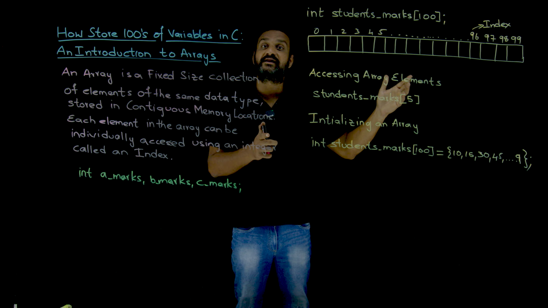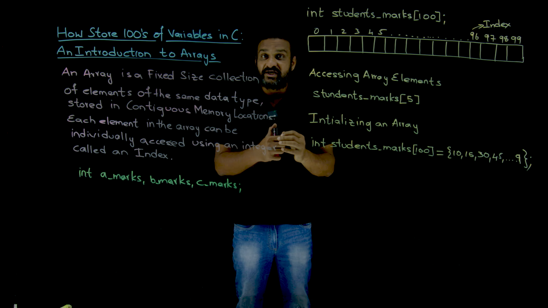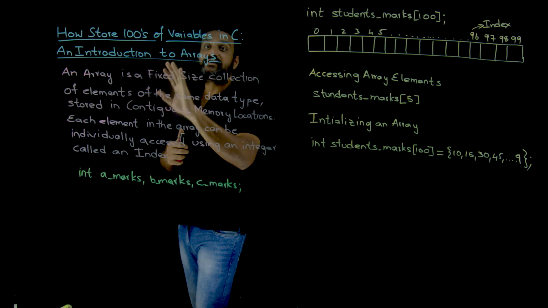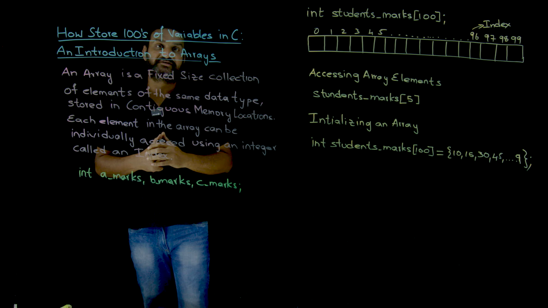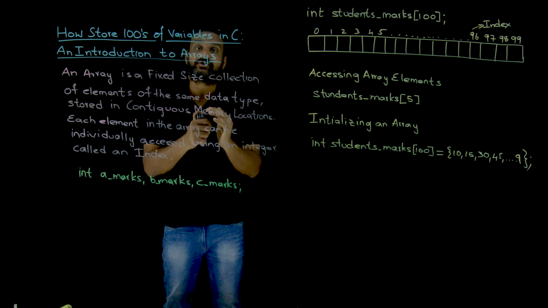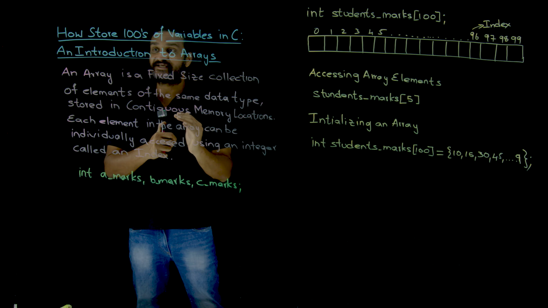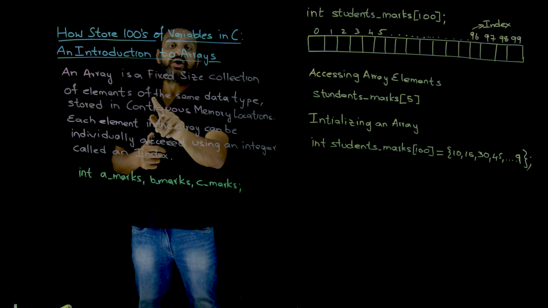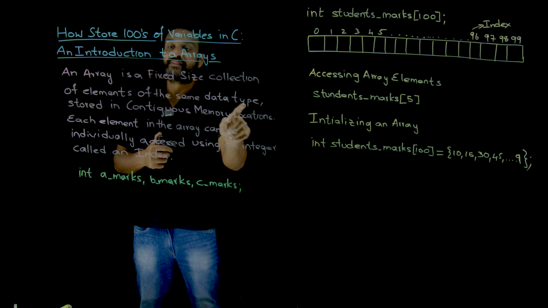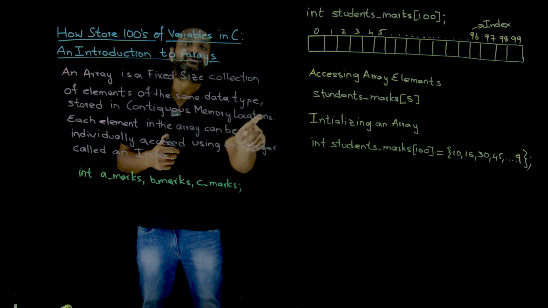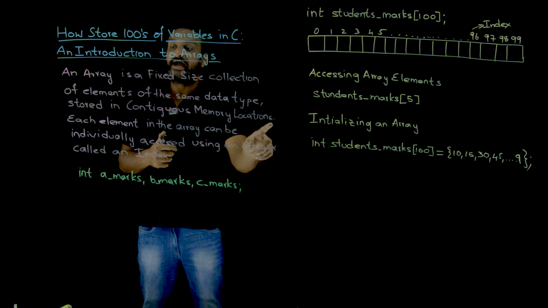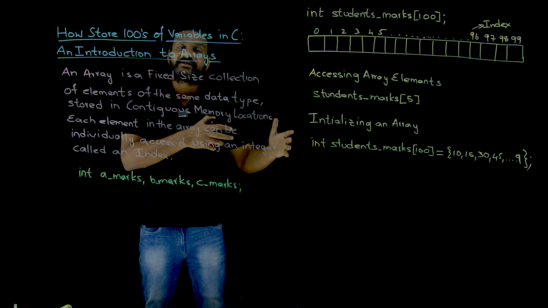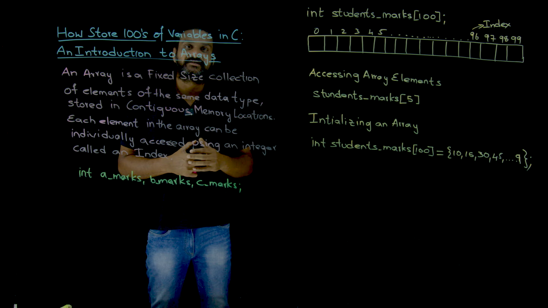Now in this class, we will have an introduction to arrays, and we will understand how to store hundreds of variables in the C programming language. So let's get started with the definition of arrays. An array is a fixed size collection of elements of the same data type stored in contiguous memory locations. Each element in the array can be individually accessed using an integer called an index.